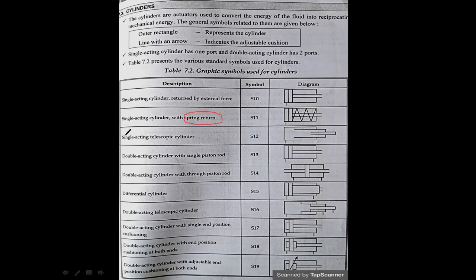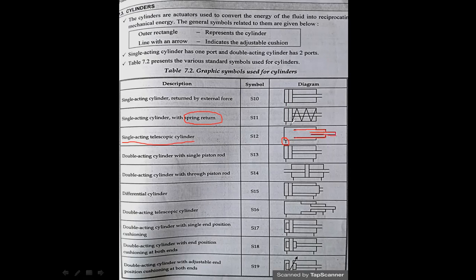So next comes the single acting telescopic cylinder. So this represents the single acting type, in which we are having a bonded thing. You can see a stepped cylinder here, which clearly indicates that it is a telescopic cylinder.